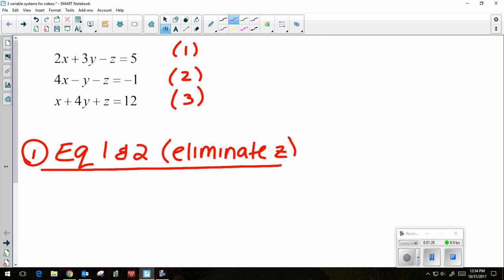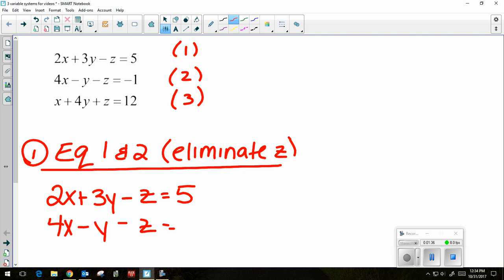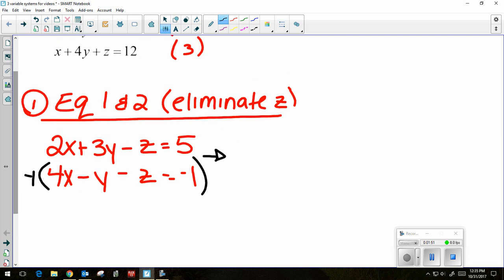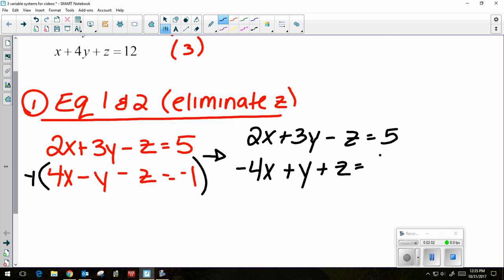I'm starting with 2x plus 3y minus z equals 5, and 4x minus y minus z equals -1. If I want to cancel the z's, right now I would need to multiply by a -1. So I'm going to multiply everything in that bottom equation by -1. When I do that, my top equation stays, and my bottom equation becomes -4x plus y plus z equals +1.